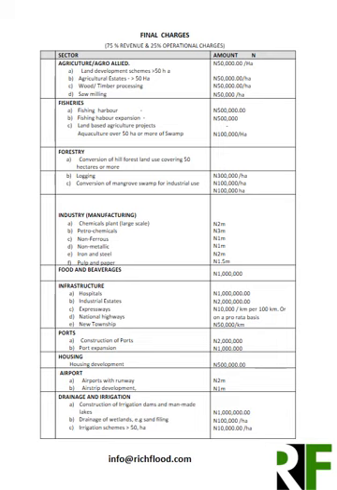Then logging. Some projects require logging. It is 300,000 per hectare.